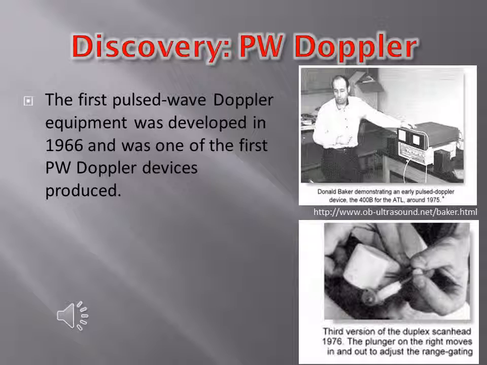The images on the slide demonstrate Donald Baker showing off an early pulsed Doppler device around 1975. The next image below that is the third version of the duplex scan head brought out in 1976, and it's explained under the picture that the plunger on the right moves in and out to adjust the range gating.